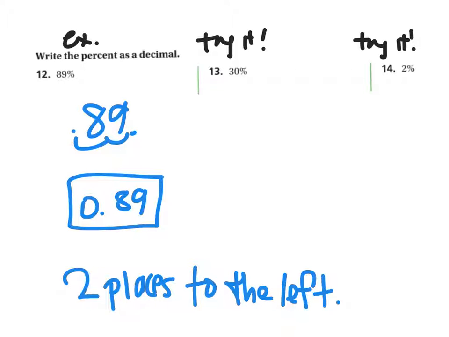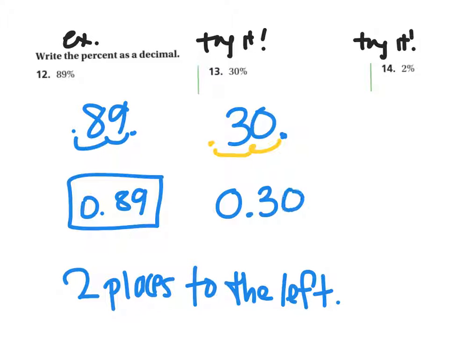All right, so 30%. Your decimal would be right here. You're going to move it 2 places to the left. 1, 2. And it would be 0.30.